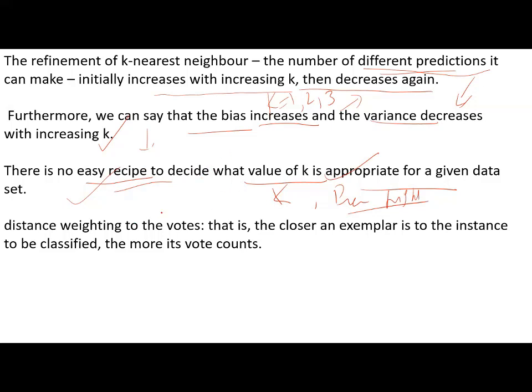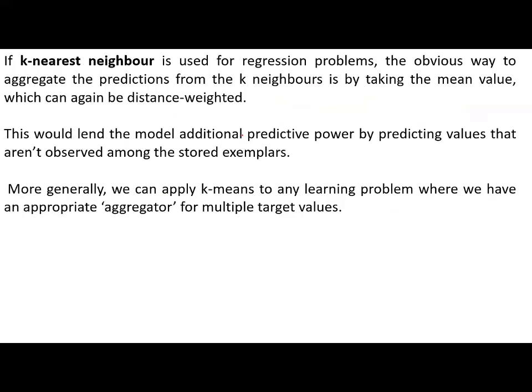But of course, distance weighting to the votes. That is, the closer an exemplar is to the instance to be classified, the more its vote counts. That is called distance weighting. So this is k nearest neighbors.